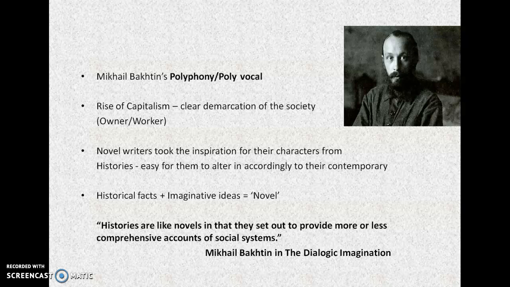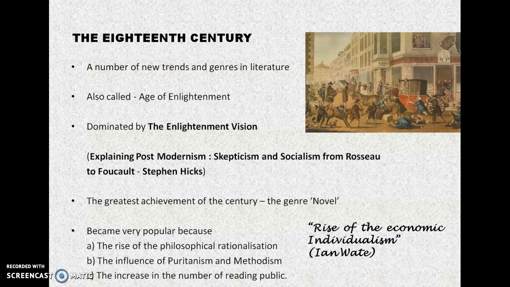It is also important to know the literary trends in the 18th century in order to understand the significance of Tom Jones. This century witnessed numerous trends and genres in literature. This age is also known as the Age of Enlightenment and the long 18th century, and also the Age of Formalism. Stephen Hicks, in his book Explaining Postmodernism: Skepticism and Socialism from Rousseau to Foucault, argues that this age was dominated by the Enlightenment vision.